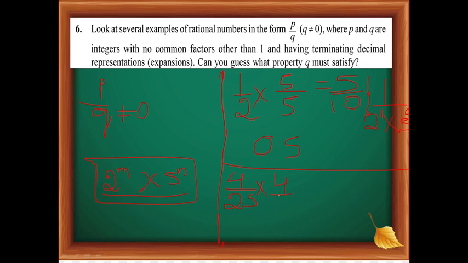We should multiply 4 by 4 to make the denominator of the form 2^m into 5^n. We should make the denominator 2^m into 5^n, then we will get the answer as terminating. So here we will get 16 by 100. So here q is in the form of 2^m and 5^n. Okay, I think you understood this point. If you have not understood, you can watch the video once.